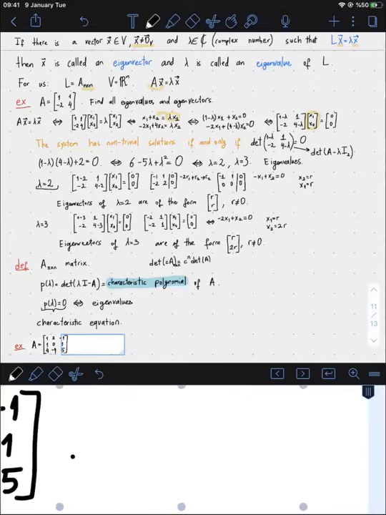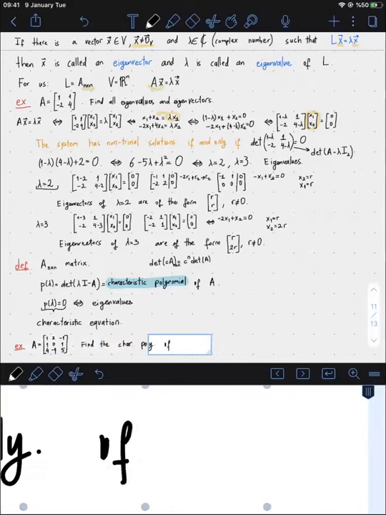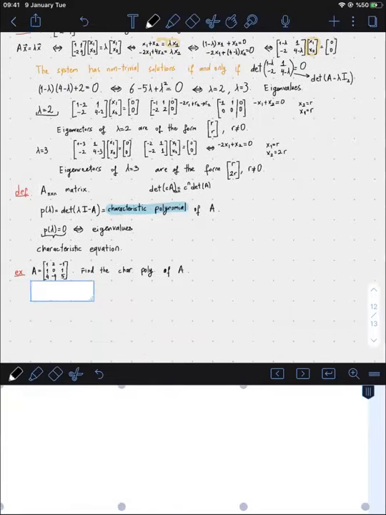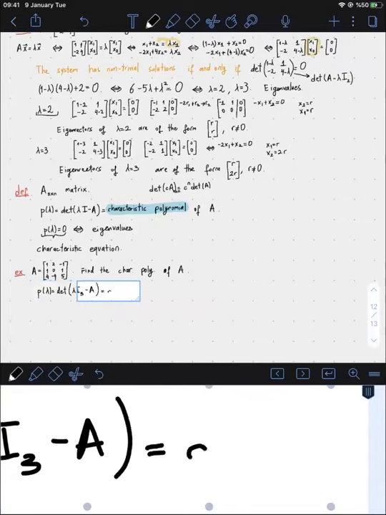Okay, so the question is: find the characteristic polynomial of the matrix A. So what is the characteristic polynomial of this guy? It's defined in this way. We defined it as the determinant of lambda times the identity matrix, in this case the 3 by 3 identity, minus the matrix A. So it will be the determinant.